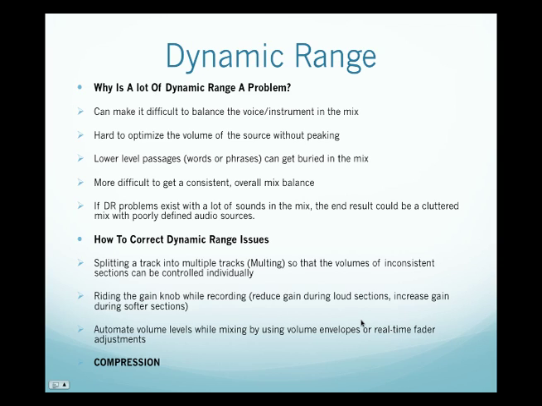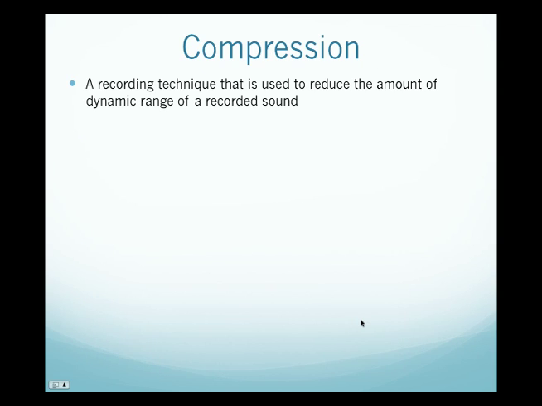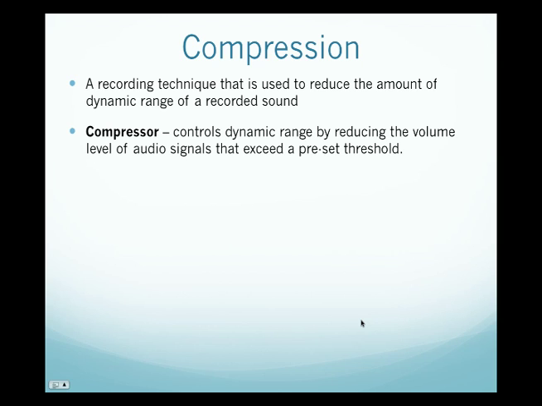And then finally, and what we're focused on today, one of the big ways to control dynamic range issues is through compression. Compression is a recording technique that's used to reduce the amount of dynamic range of a recorded sound. That's what compression is all about. The compressor is the tool that controls dynamic range by reducing the volume level of audio signals that exceed a preset threshold. So let's talk about that, and let's look at the parameters of a compressor.